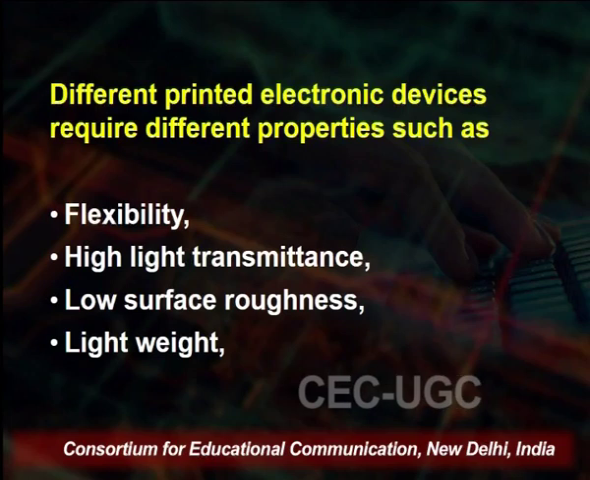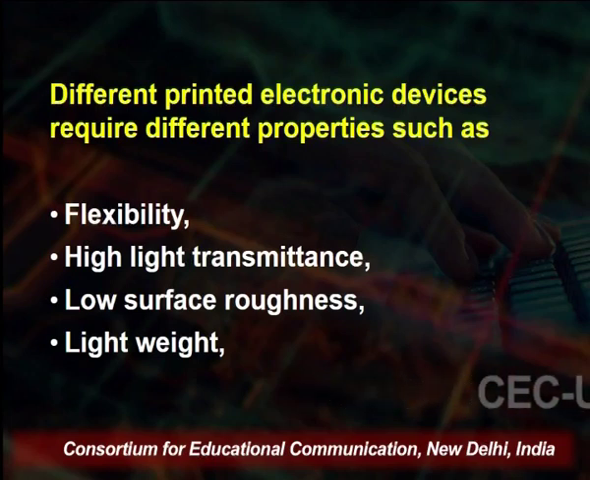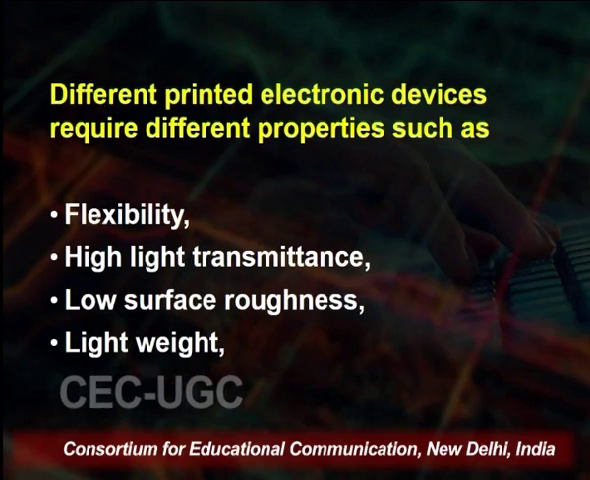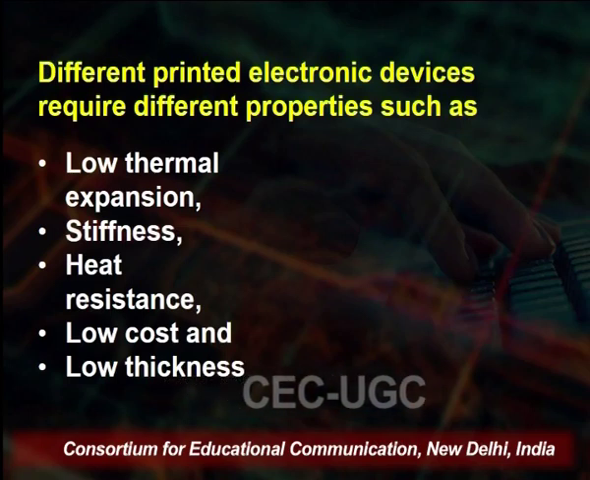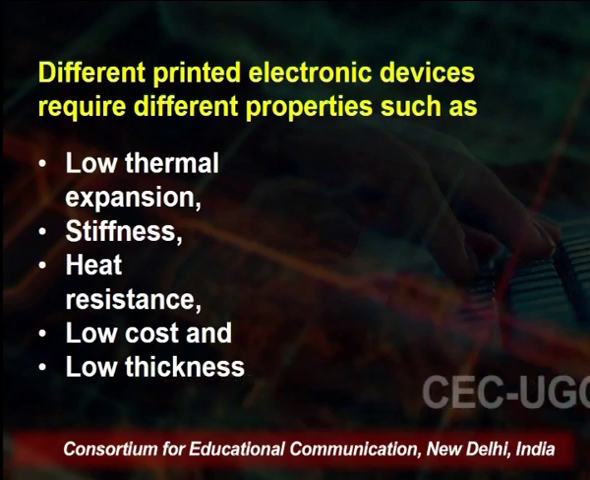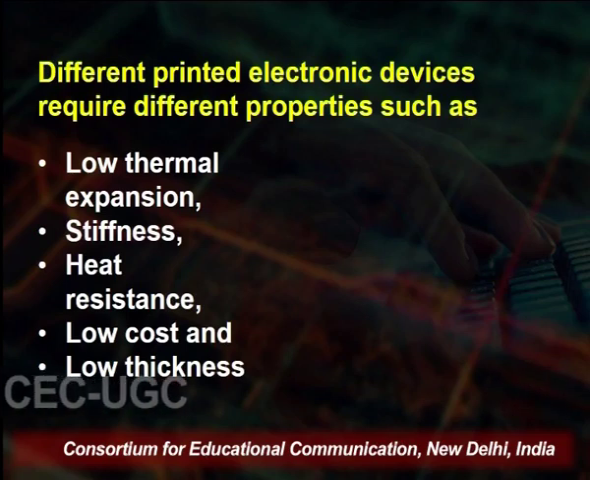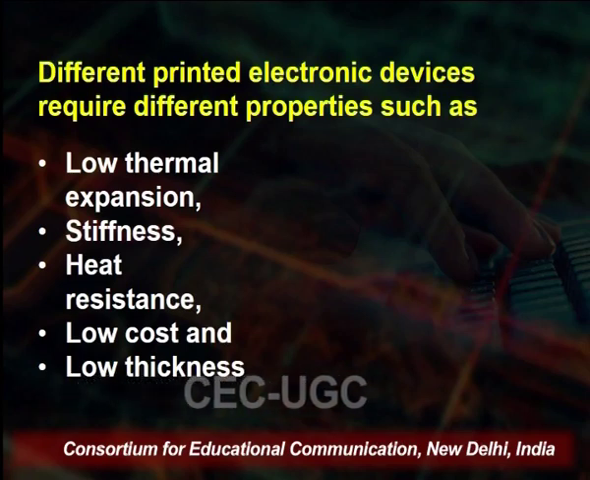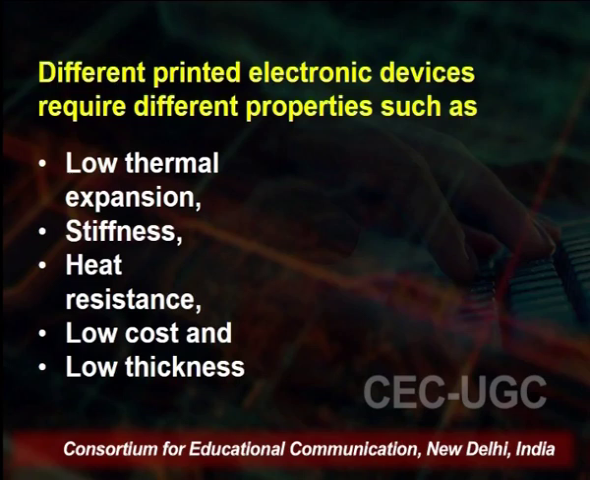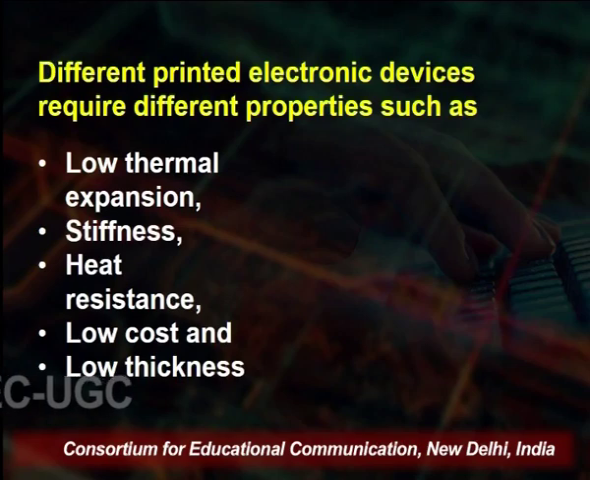Different types of printed electronic devices require different properties, among which we have flexibility, high transmittance, low surface roughness, lightweight, low thermal expansion, stiffness, heat resistance, low cost and low thickness. These are the parameters whenever we select the substrates for printing electronics.